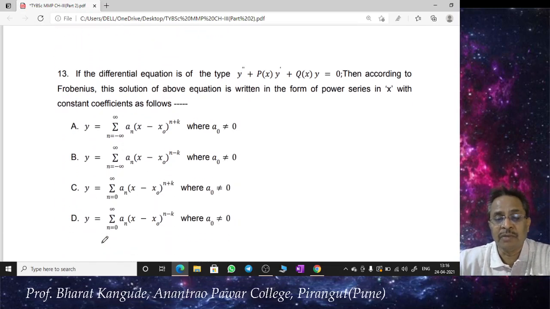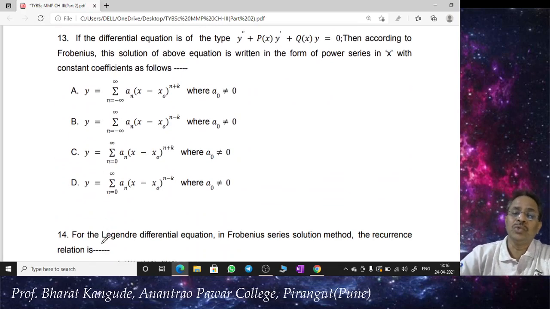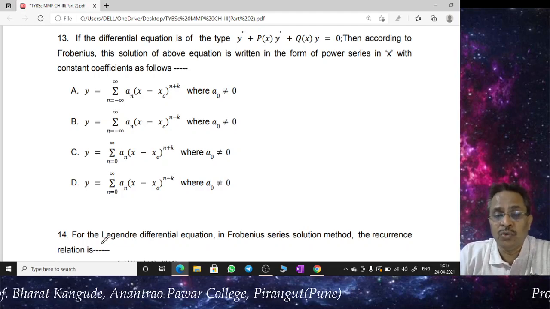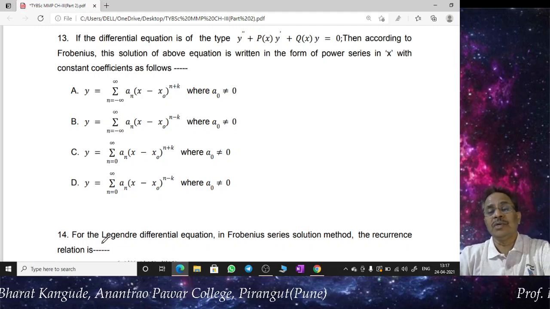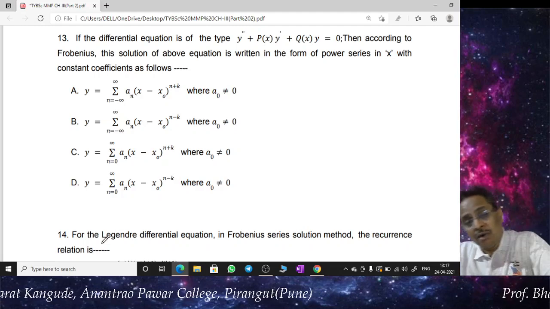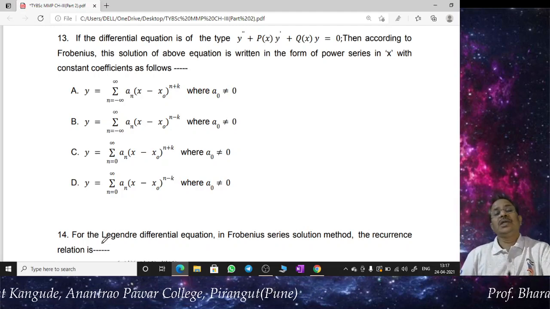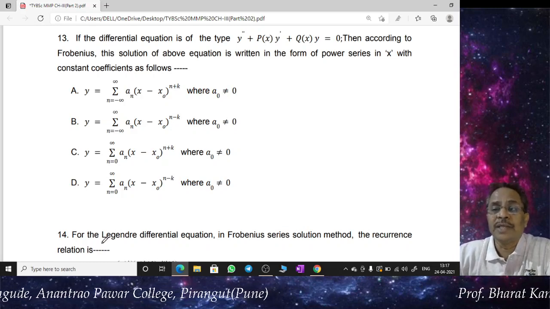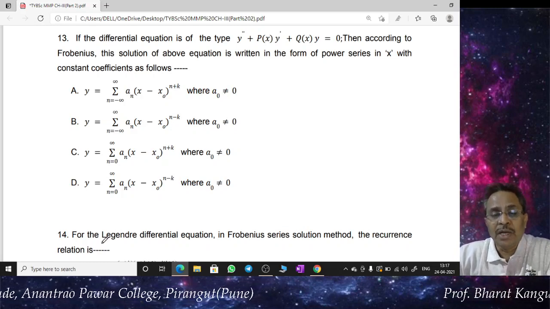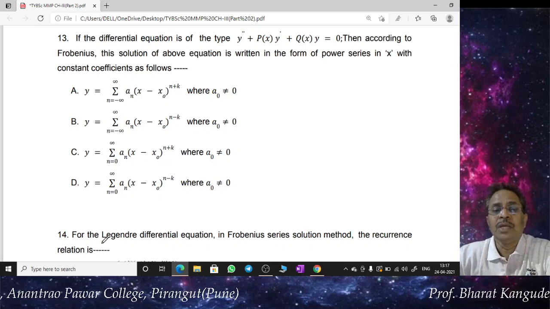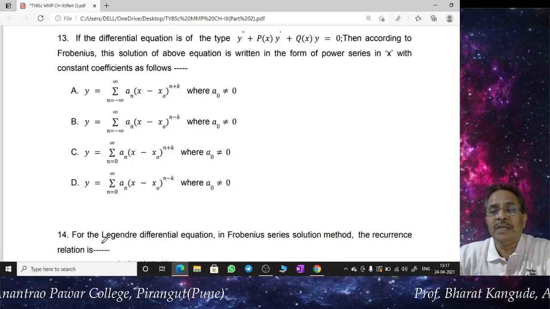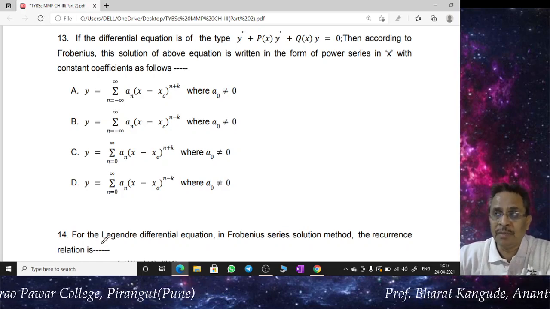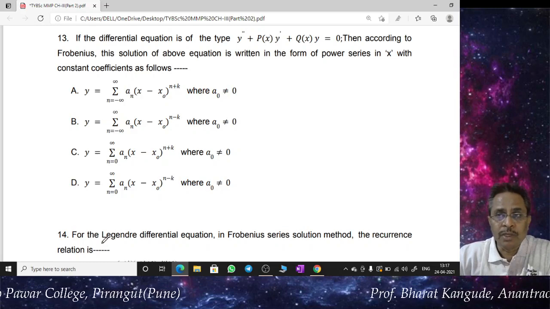That's again a theoretical question. Now here onwards we will move to the actual Frobenius series solution method, and a few questions based upon that, from question number 13 onwards. So if the differential equation is of the type y double dash plus p of x into y dash plus q of x into y is equal to 0, then according to Frobenius, the solution of the above equation is written in the form of a power series in x with constant coefficients as follows. This is again a memory question. You are not needed to calculate anything here.